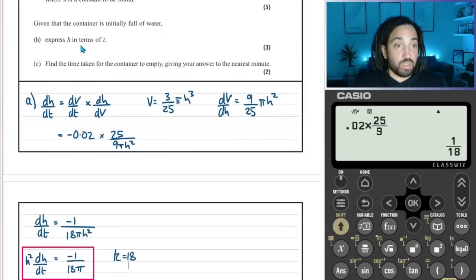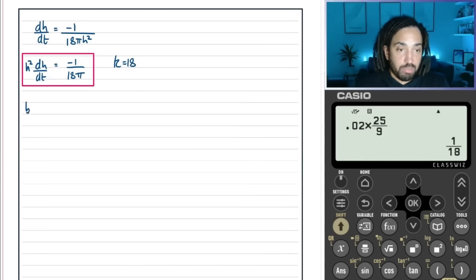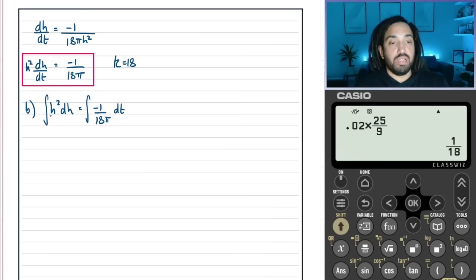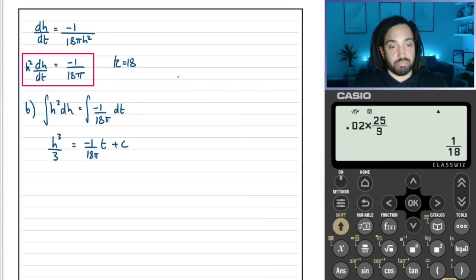Well, if I'm needed to solve a differential equation, I need to separate the variables. So for part B, I will need to multiply both sides by dt, like so, and then that will allow me to integrate both sides. So h squared will go to h cubed and then divide by 3. And over here, this is just a constant, so when I integrate it, it just becomes a constant times by the variable, which in this case is t, plus c.